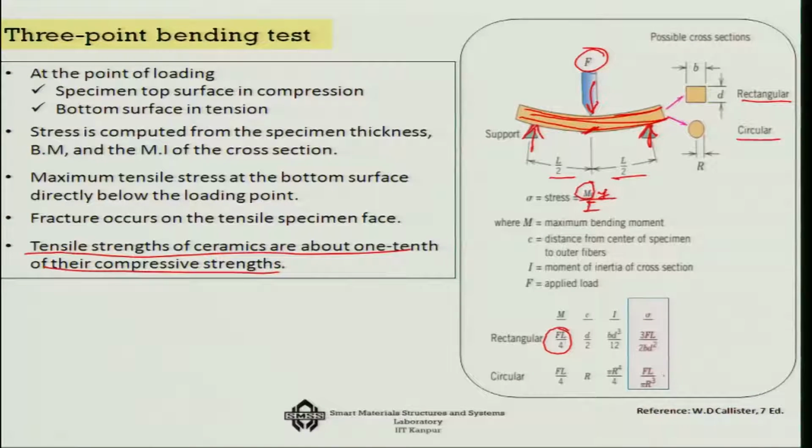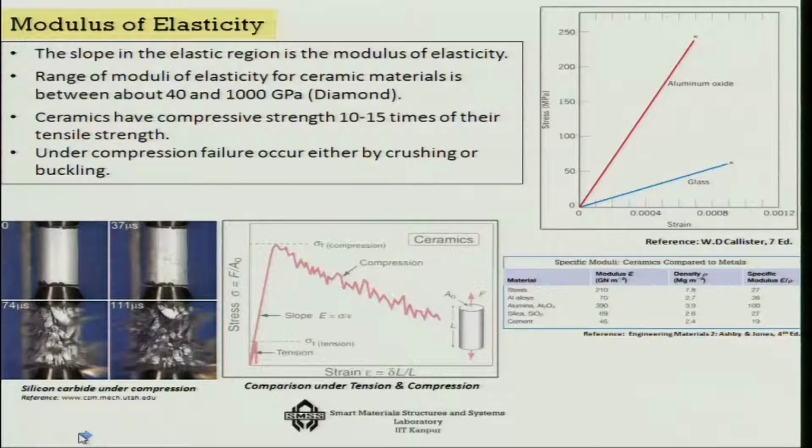The same thing we can also do for a circular cross section. So, this is the stress corresponding to a rectangular cross section, and this is the one for a circular cross section. So, either we consider a circular sample or a rectangular sample. Next, we can find out the stress, and also if we use some displacement sensor, we can find out the strain, and you can then plot the stress strain diagram.